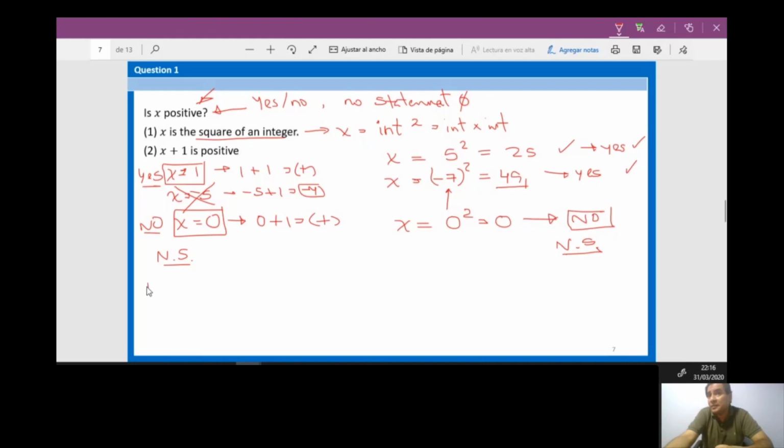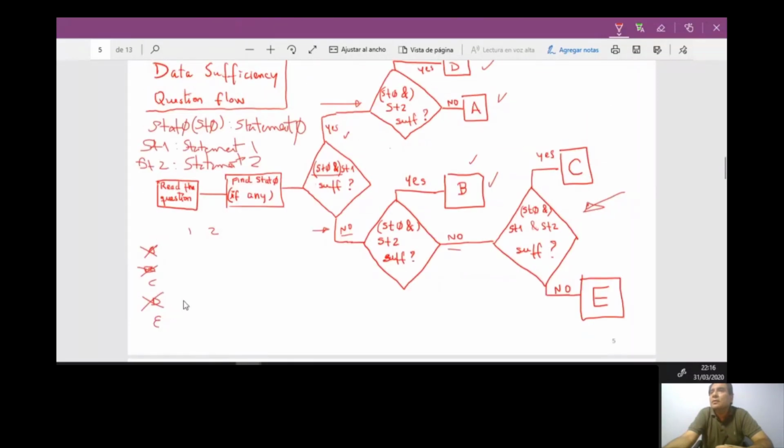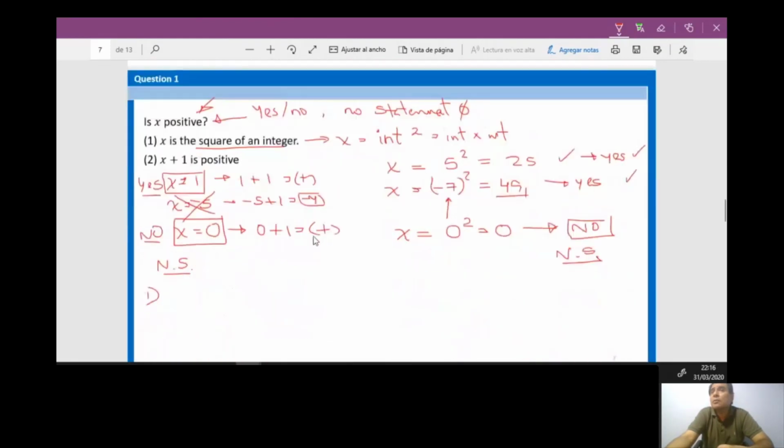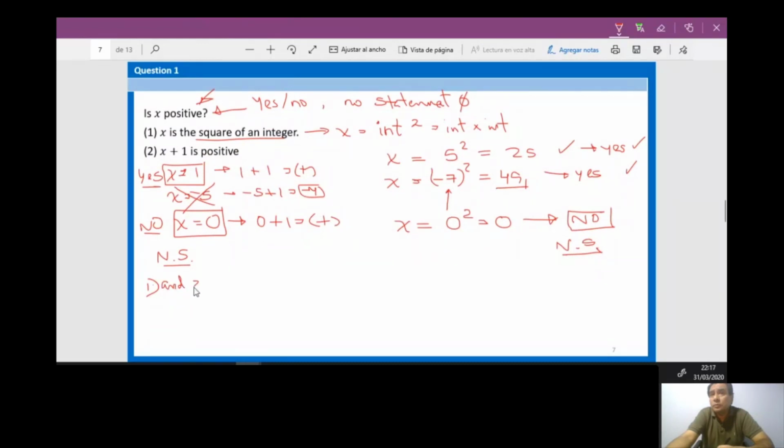So what is left to do? What shall we do now? Do you remember the flow chart before? Let's take a quick look. What do we do when statement 1 alone is not sufficient and statement 2 alone is not sufficient? Somebody? Combine. Very good, Maria. That's true. We need to combine. So that we do. Let's combine 1 and 2.